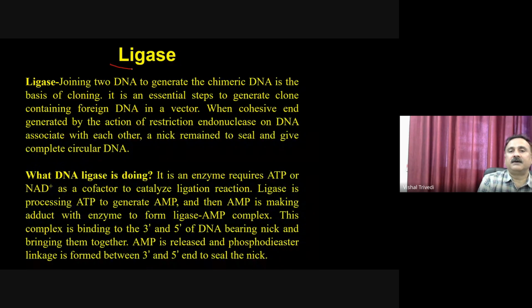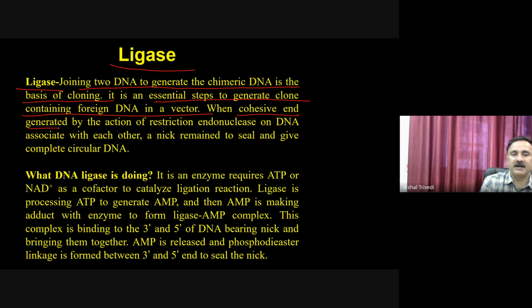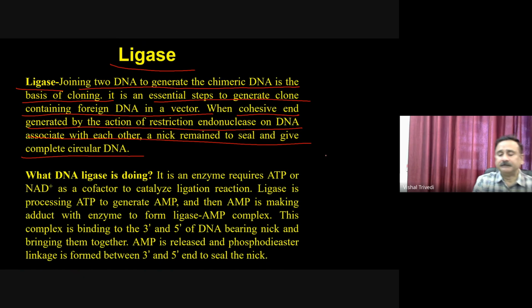Then the second enzyme, which is also very important for molecular cloning, is the ligase. So ligase is joining the two DNAs to generate the chimeric DNA on the basis of the cloning. It is an essential step to generate the clone containing the foreign DNA. When cohesive ends are generated by the action of restriction endonuclease, the associated nick is going to be sealed and give the complete circular DNA, right?